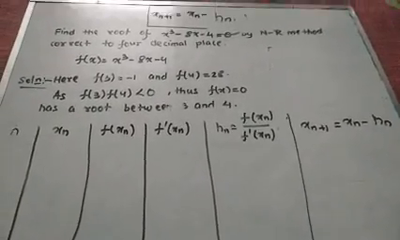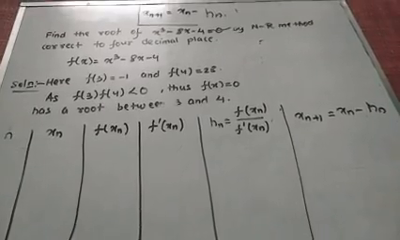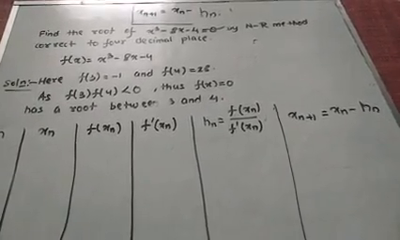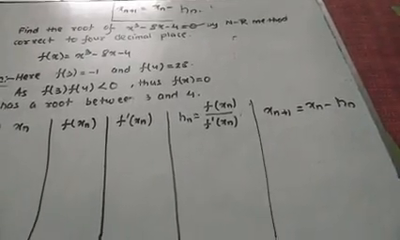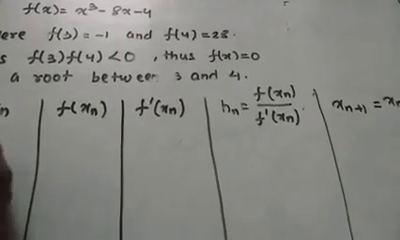You can see the table. How it is formed: n, xn, then f of xn, then f dash of xn, then hn, which equals f of xn by f dash of xn, and the last one, xn plus 1 equals xn minus hn. Okay.